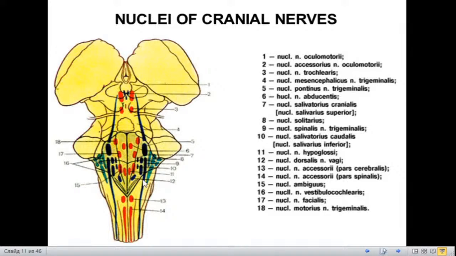11th cranial nerve, nervus accessorius, has two motor nuclei. First one is common with 9th and 10th cranial nerves, nucleus ambiguus, and another one, nucleus spinalis nervi accessorii. And 12th cranial nerve, hypoglossal nerve, has one motor nucleus projecting into trigonum nervi hypoglossi in lower trigone of rhomboid fossa.